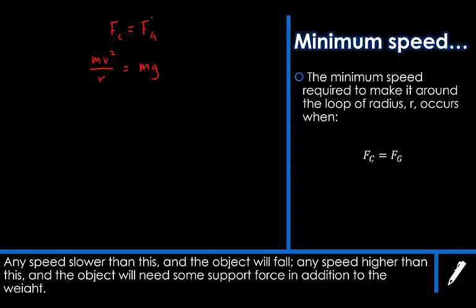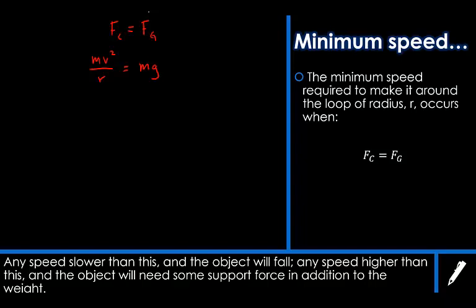So there won't be any support force at the top. If it goes any slower than this, the full weight force will still be acting on it, but that force will be bigger than the force required to take it around the loop, which means that it will change direction faster than it needs to and fall off.